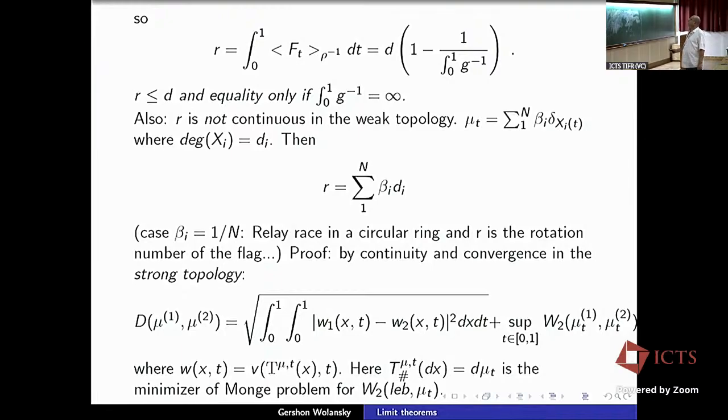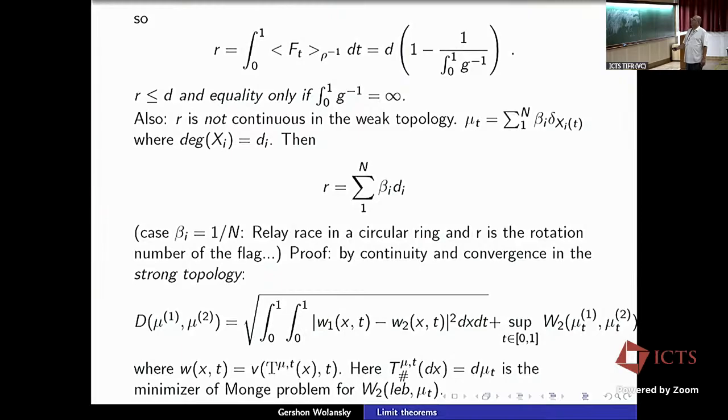So, for example, if you look at a measure which is a weighted combination of delta functions along orbits x_i(t), again we get the rotation number will be the sum of beta_i d_i, where d_i is the degree of each of them. And I don't know how to interpret this, maybe because if all the beta_i are equal, that was the case that I described before, like a relay race on the circular ring.